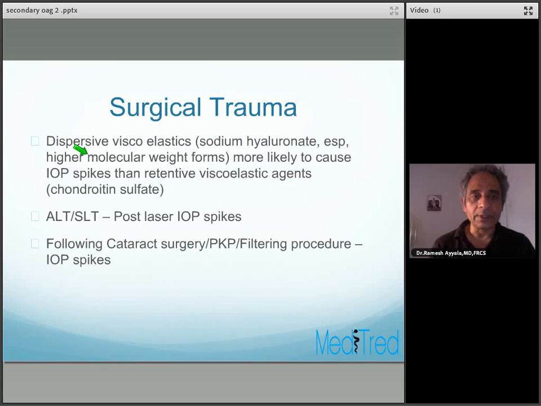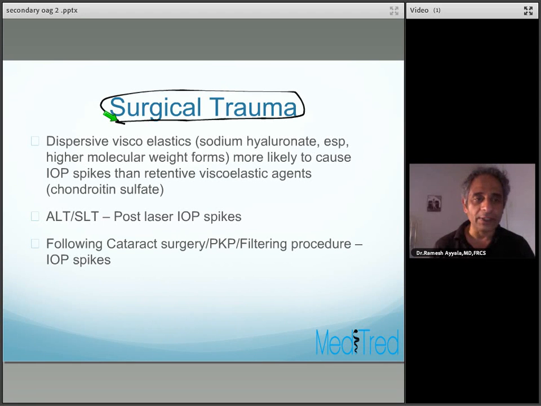Let's move on to several surgical situations where the glaucoma can become a problem. If you leave behind a lot of viscoelastic following your cataract surgery, certainly the pressure will go up. This is more likely to happen when you use a dispersive viscoelastic such as sodium hyaluronate, especially the higher molecular weight forms such as the Healon GV or Healon 5, compared to the retentive viscoelastic agents such as the chondroitin sulfate. So remember, this is a favorite OCAP question.